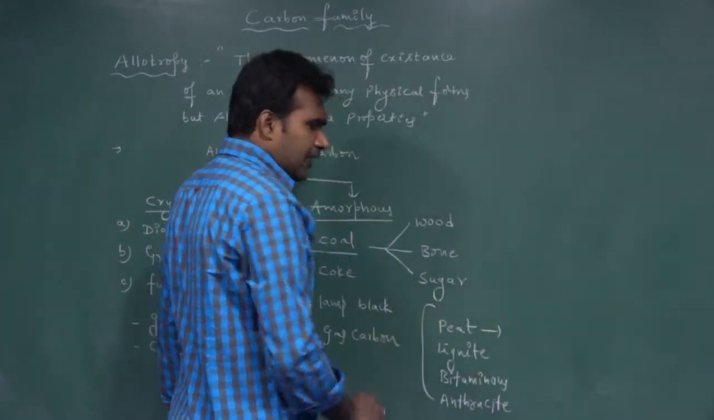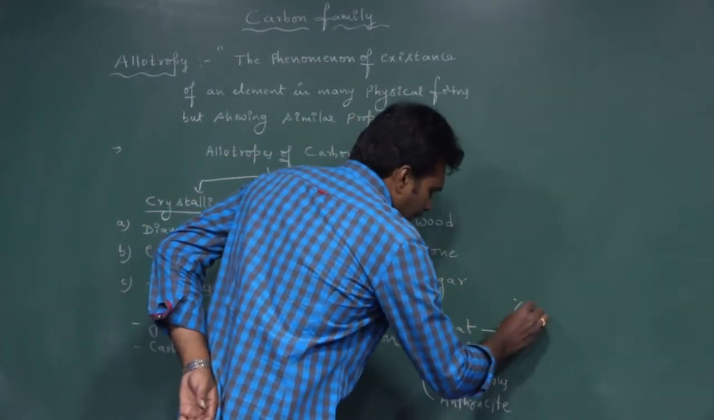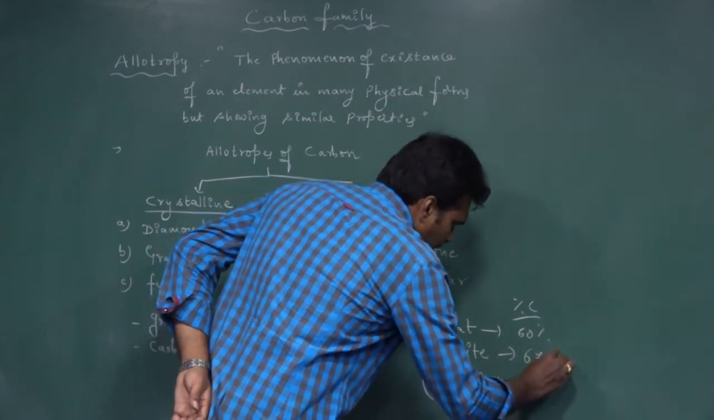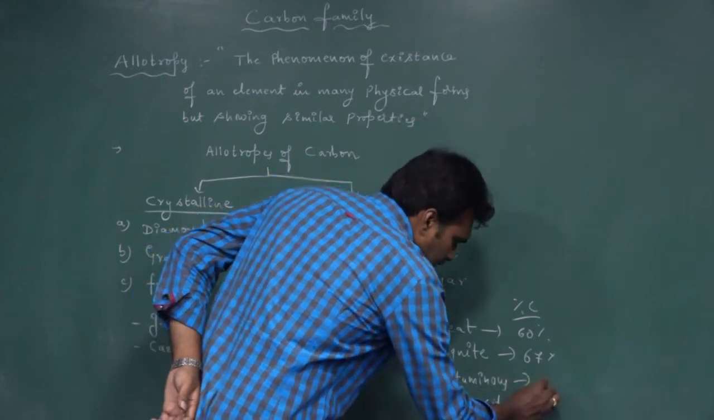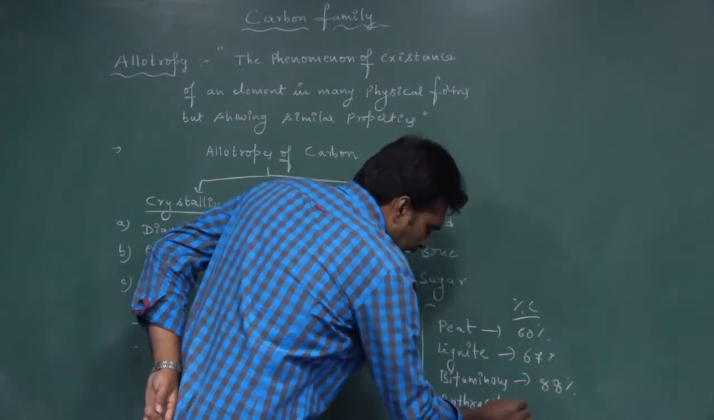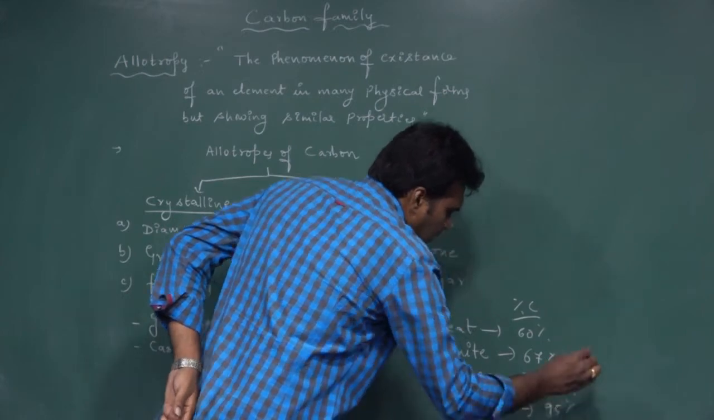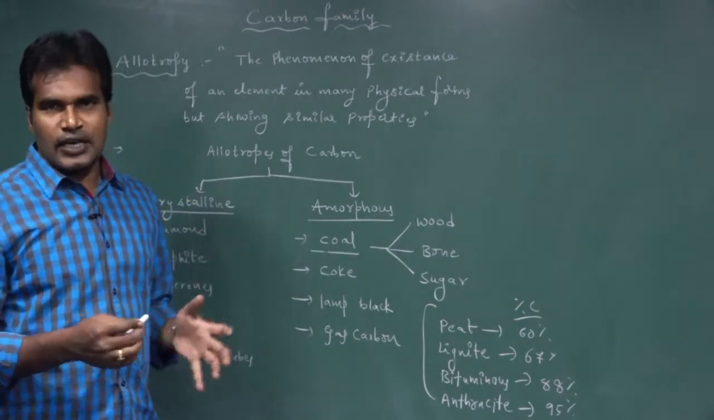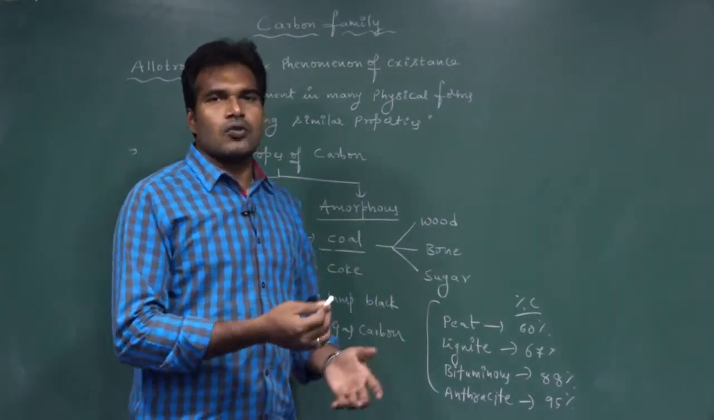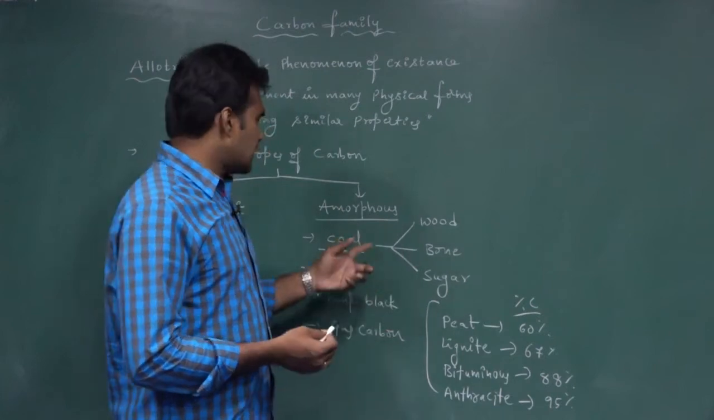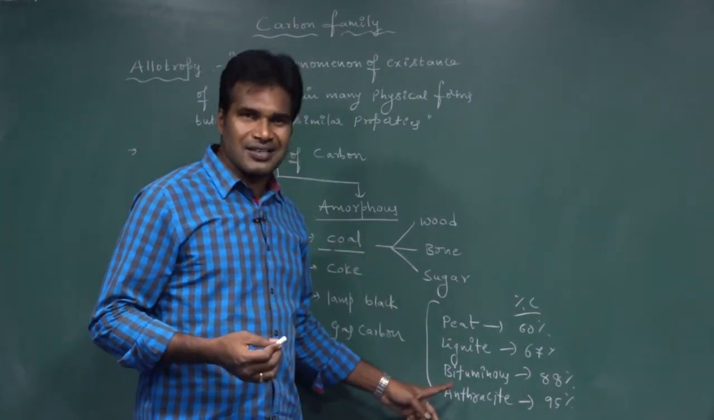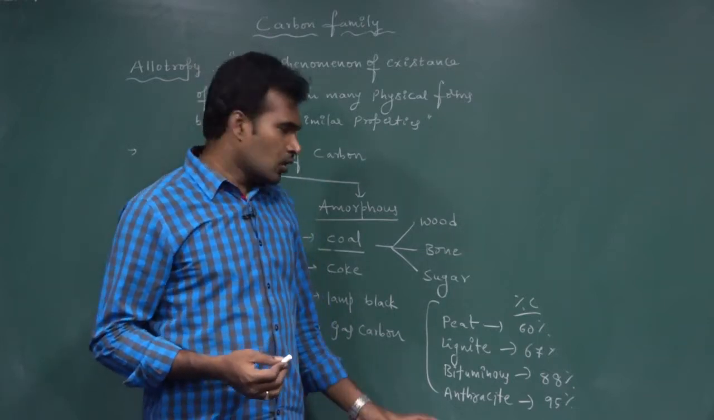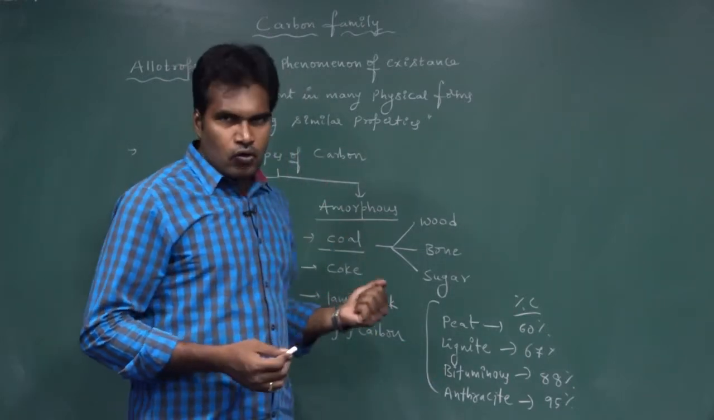And in peat coal, what is the percentage of carbon? Here I am writing the percentage of carbon. This is 60 percent. Lignite is 67 percent, bituminous is 88 percent, and anthracite is 95 percent. They may ask you this question: among the different types of coals, which coal has the highest percentage of carbon? That is anthracite. Nearly 95% carbon is present in it. So this is about amorphous allotropic forms.